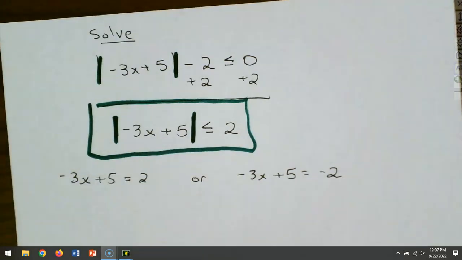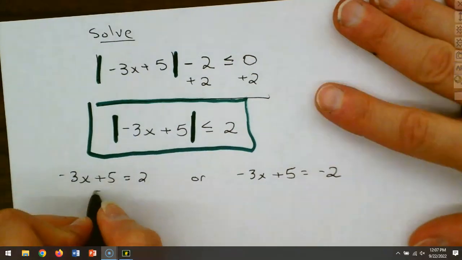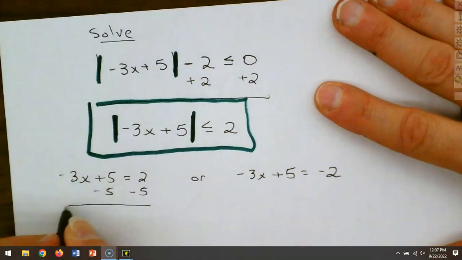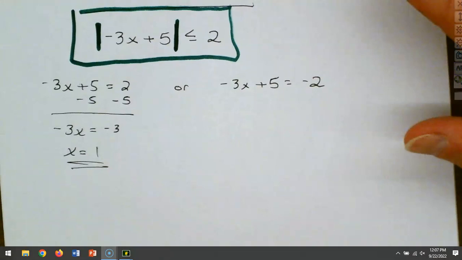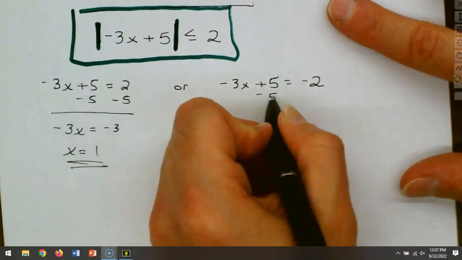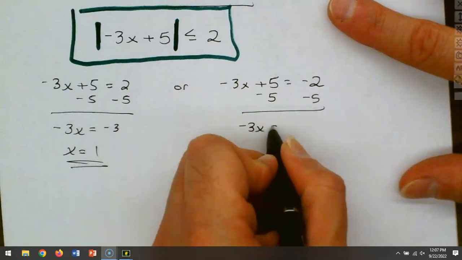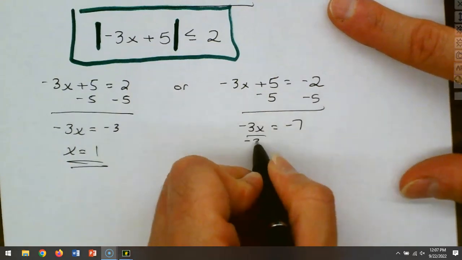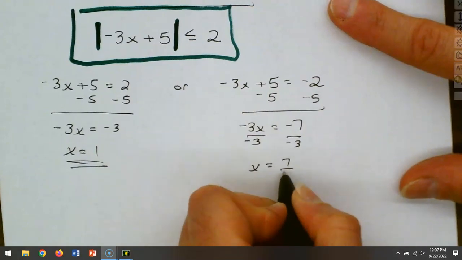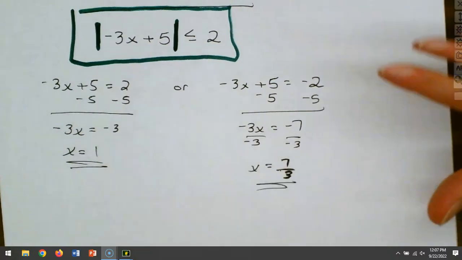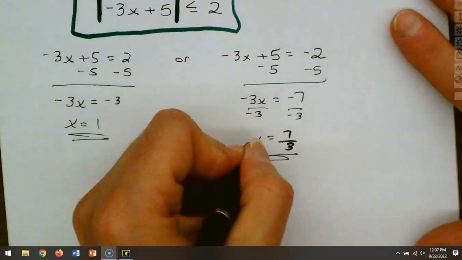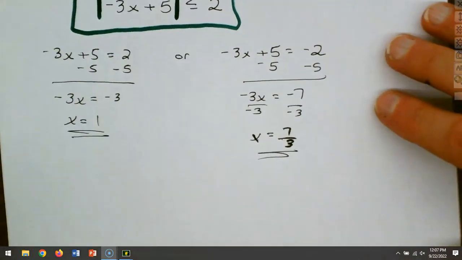I'm going to go ahead and solve each of these to get our solutions. So move that 5 over. -3x now equals -3. So x equals 1. Move the 5 over. So -3x equals now -7. Divide by a negative 3. Watch your signs. So x equals 7/3. And we're not done yet, are we?